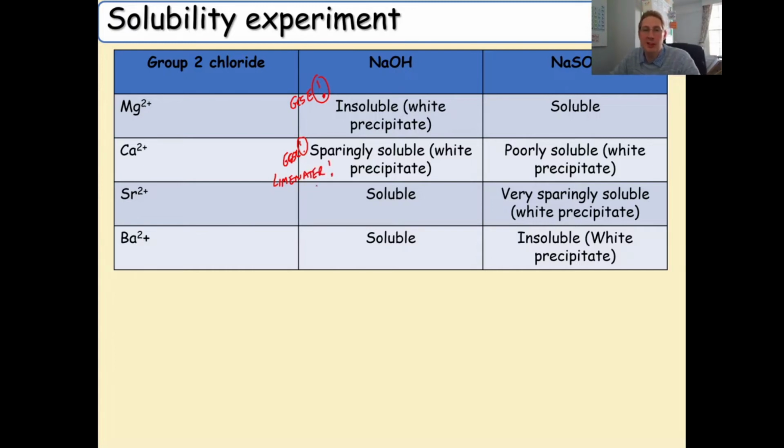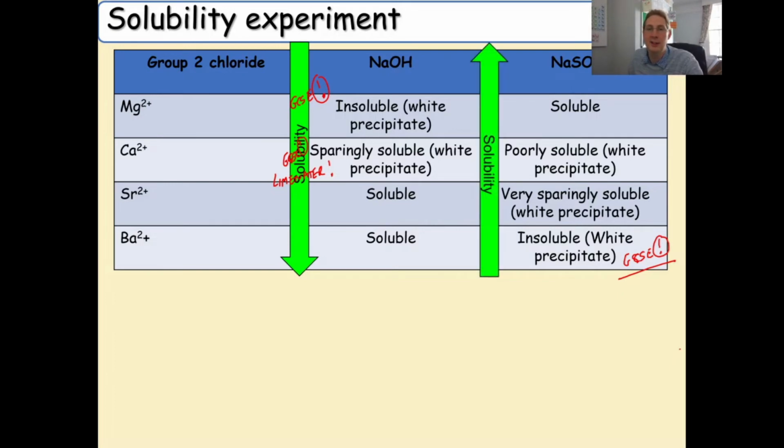Strontium and barium hydroxide are soluble. With the sulfates, again from GCSE, you know that barium sulfate is insoluble. Again, it is one of the tests that you used to diagnose the sulfate. Magnesium sulfate is soluble, so the solubilities increase down the group for the hydroxides, but they decrease down the group for the sulfates.